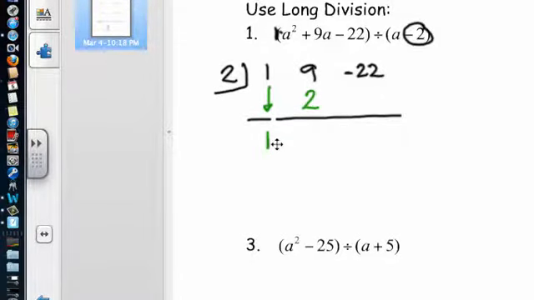Now this is where it's different from long division. In long division, we would subtract at this point. But in synthetic division, we're going to add, always add. So 9 plus 2 is 11.